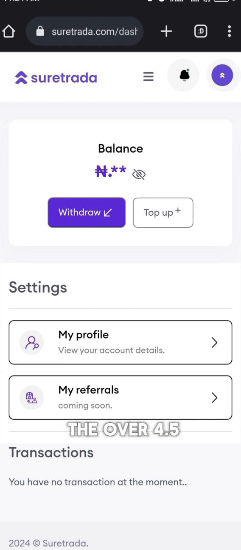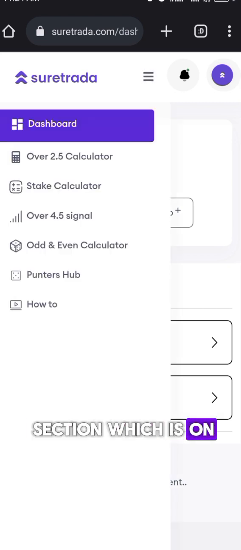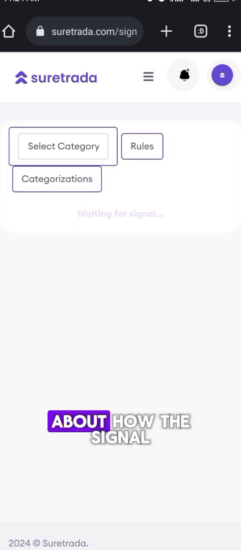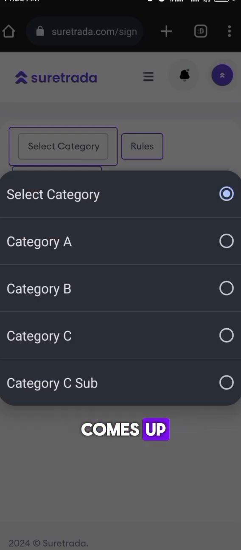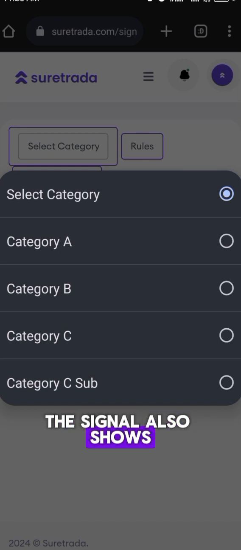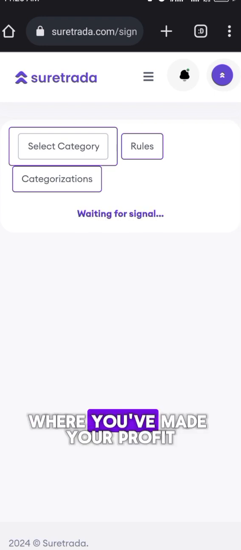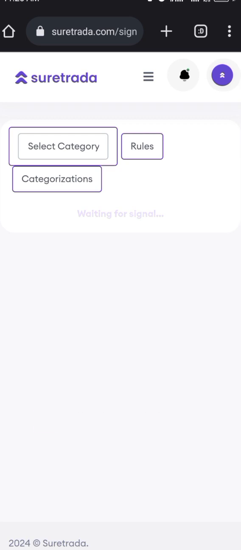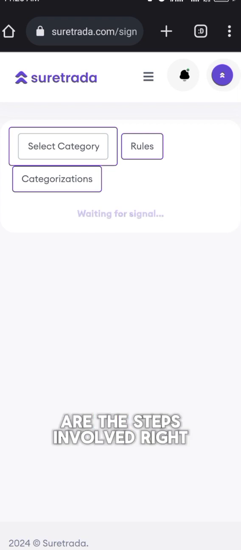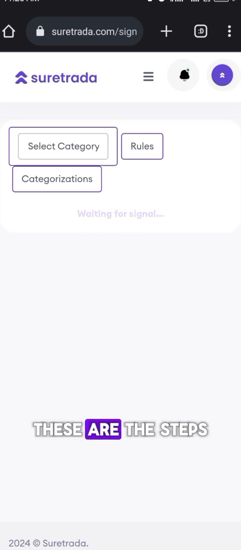So that's it about the over 4.5. The first thing we talked about was getting into the platform, getting to the 4.5 section, which is on the menu. And then we talked about how the signal comes up and how the signal tells you to start. The signal also shows you when it's a boom. In other words, the moment you get to this point where you've made your profit, it indicates a boom and it tells you to stop. So these are the steps involved, right?